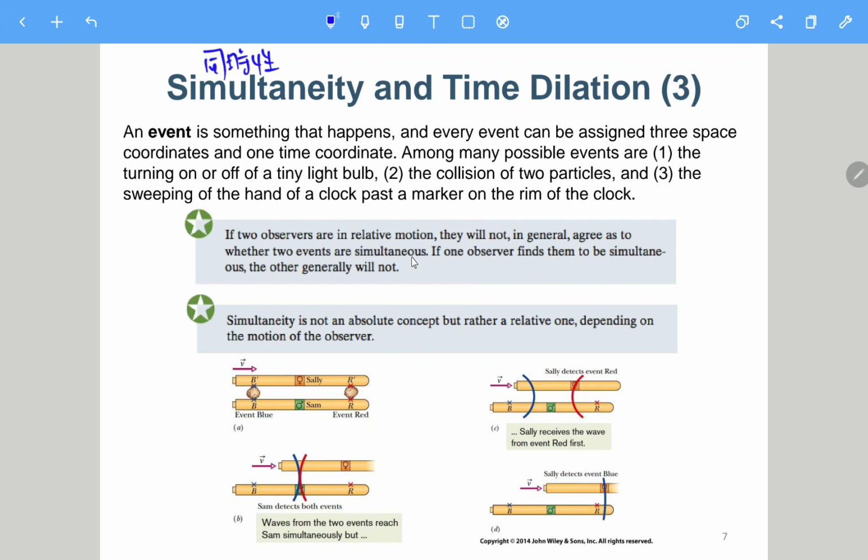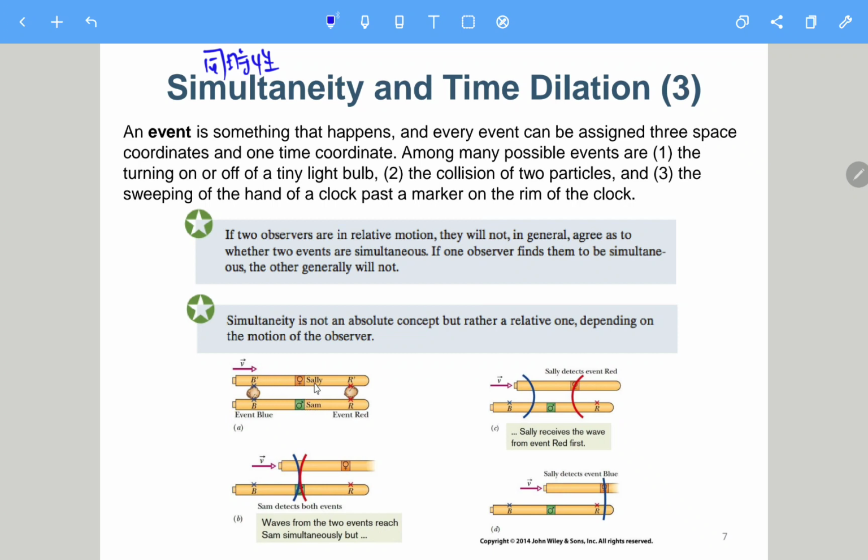So how we define simultaneity is that we use the speed of light. For example, Sally is here, Sam is here, and there is an event that occurs here, and another event, the red one, occurred here, and you assume that this is a rocket which is very, very long. It takes maybe a few seconds for the light to travel. So how do we determine whether this one occurred first or this one occurred first in their reference frame?